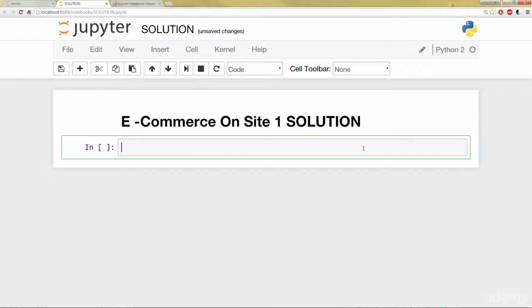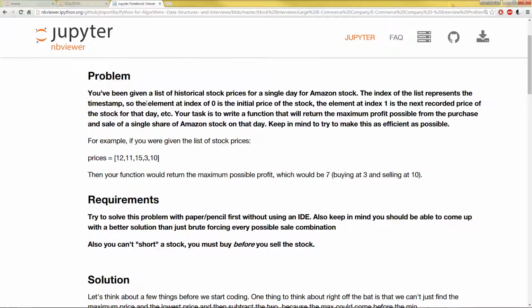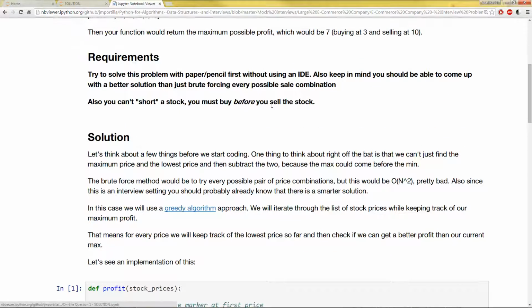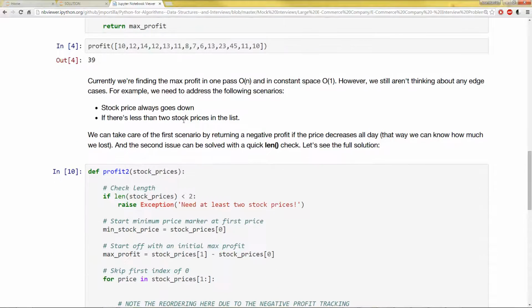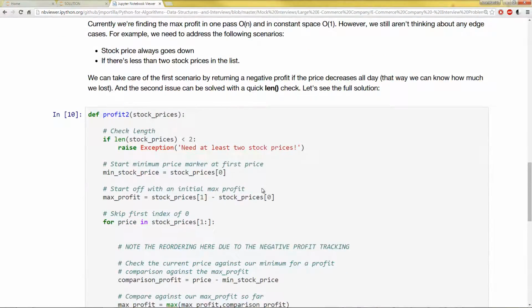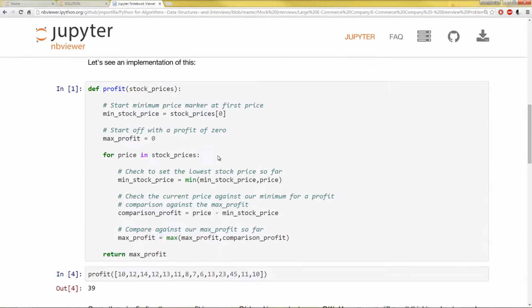Hello everyone, and welcome to the solution for the e-commerce on-site question 1. So, as always, you can check out the solution notebook, which has the problem statement and then the entire solution as well as an explanation and some code. So this is what we're going to be working through here and explaining how it works.